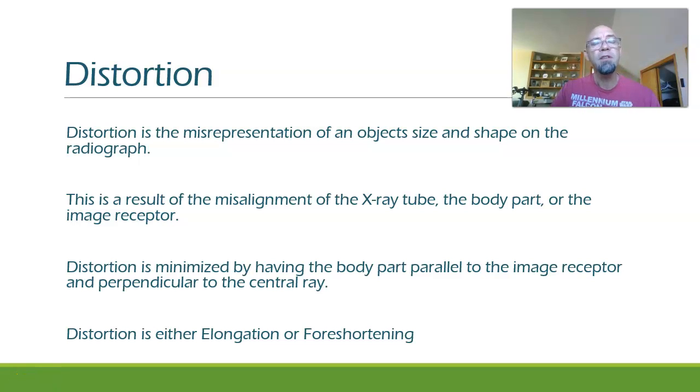Now, whenever one of those criteria is not met, so in other words, if we have our body part parallel to the plate, but we've angled our X-ray tube so that it's no longer perpendicular, then we're going to cause distortion. And sometimes we do that on purpose. The other possibility is that we do have a perpendicular beam hitting the X-ray plate, but our body part is no longer parallel to the plate. That too can cause some form of distortion, and we'll talk about different examples of those.